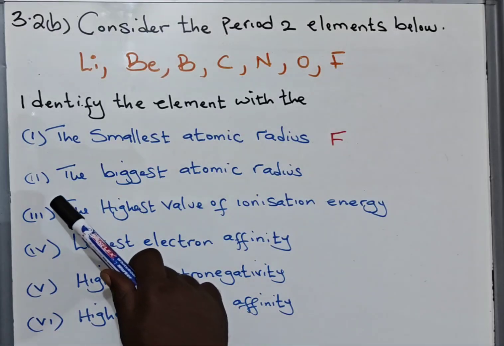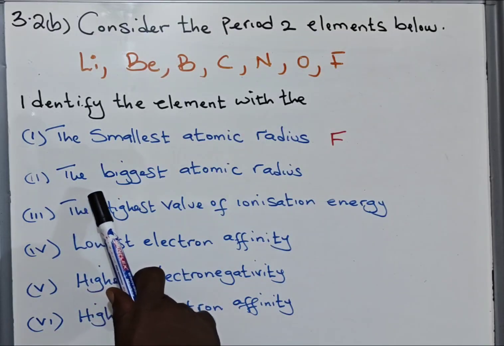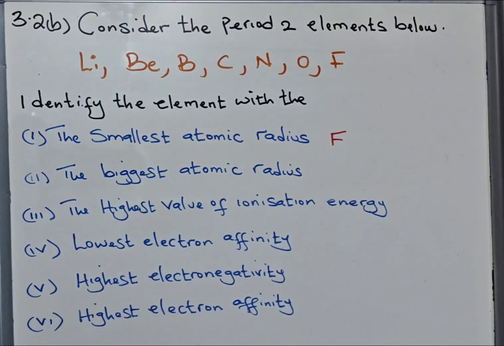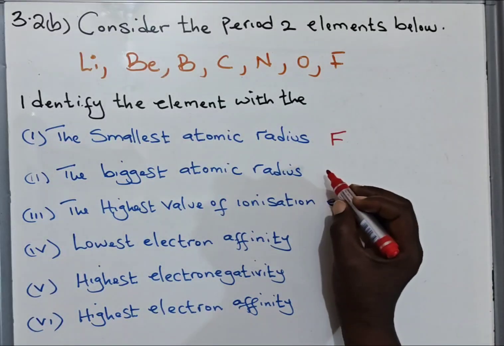Let us come here. The biggest atomic radius. If atomic radius decreases as you move across the period from left to right, then it means that lithium is going to have the biggest. So the answer here is lithium.